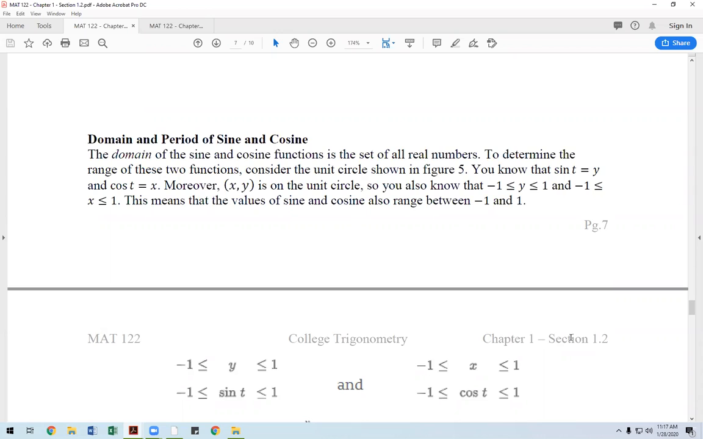I kind of mentioned this last time. We're talking about the domain and range for our sine and cosine functions. Now, of course, as far as the domain goes, you can see it's going to be the set of all real numbers. So basically, you have no restriction on what value you can put inside your sine function. Now, as far as the range goes, let's actually take a look.